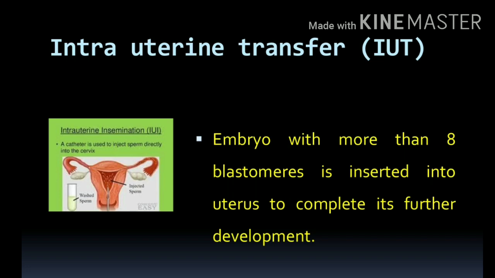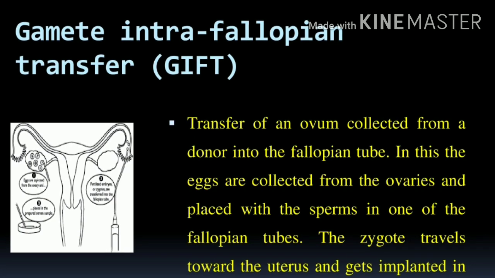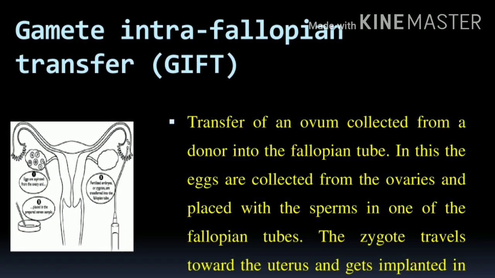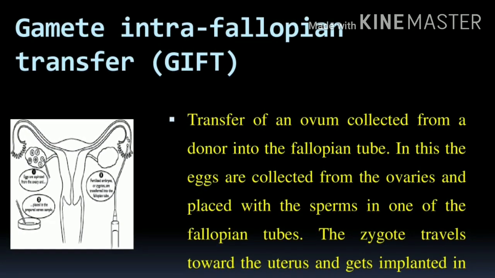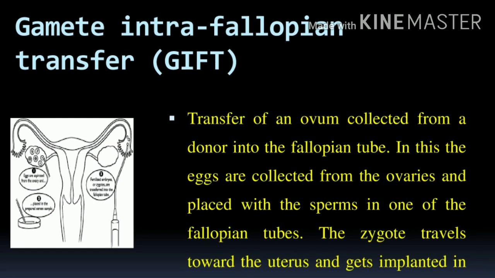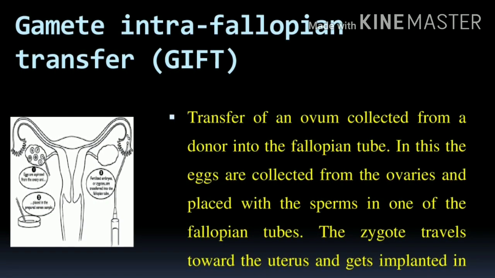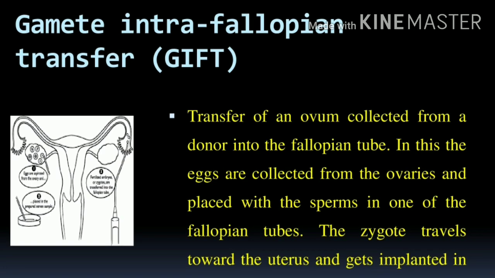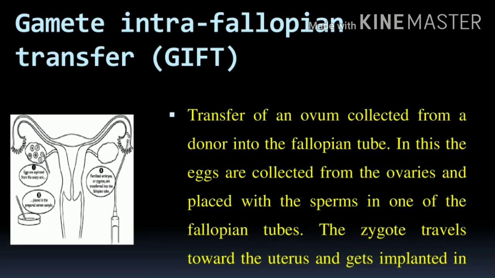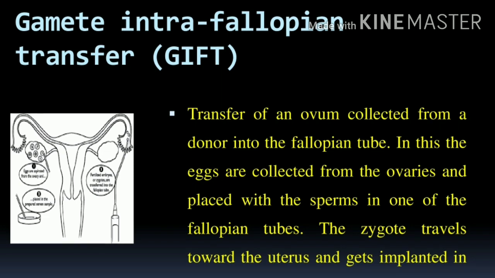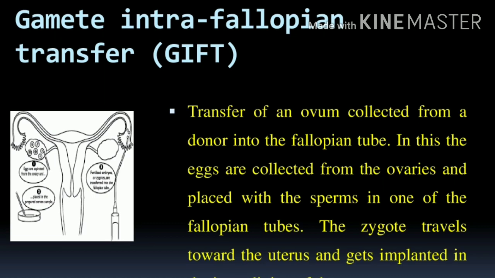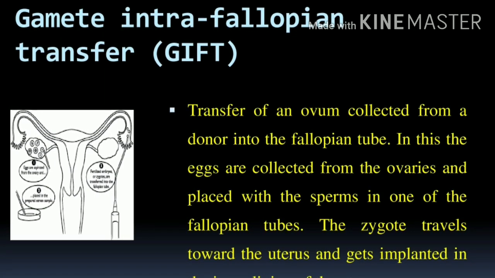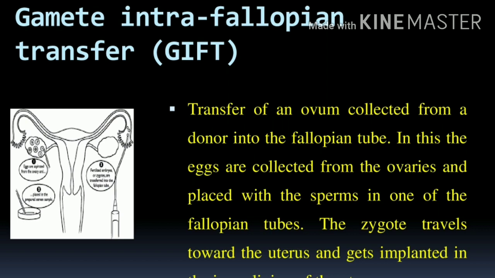Next is GIFT. GIFT is nothing but gamete intrafallopian transfer. What is ZIFT? That is zygote intrafallopian transfer. We complete the zygote up to the 8 blastomere stage in ZIFT. But in gamete intrafallopian transfer, GIFT, there is a donor woman. From the donor woman, we collect an ovum and transfer it into the fallopian tube of the infertile woman.